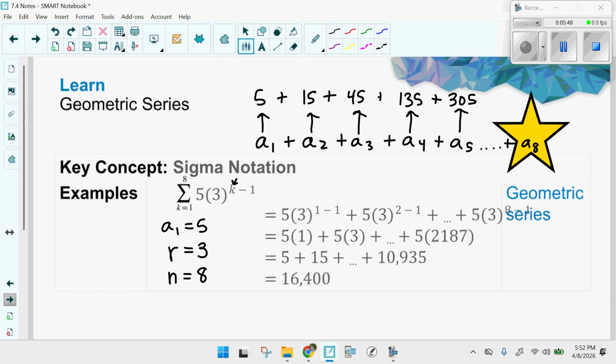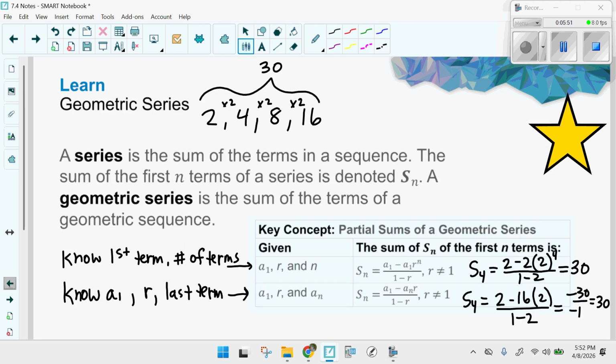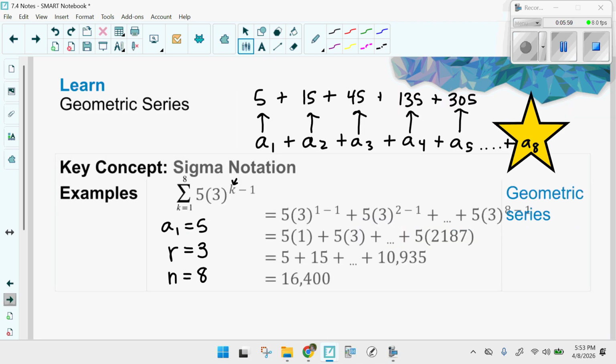And so going back to the previous page, I could use this formula to figure out what the sum of all 8 of those terms are. So I wouldn't have to go through and add up each one, figuring out all those. If I know the first term, I know what we're counting by, and I know how many terms I have, I can add all those up using the sum formula. So I would use the sum formula.